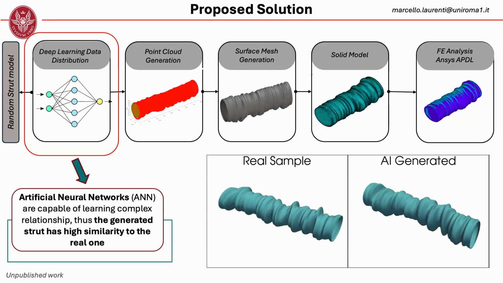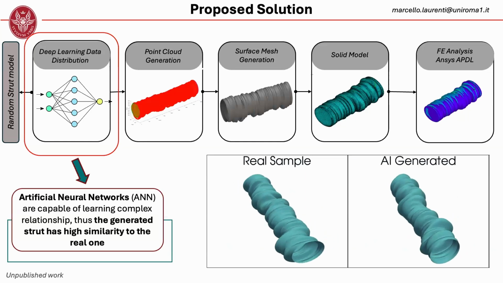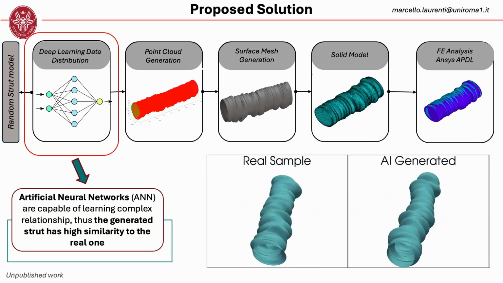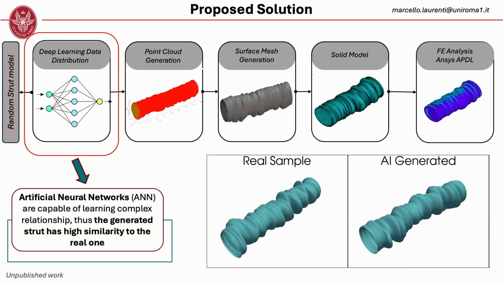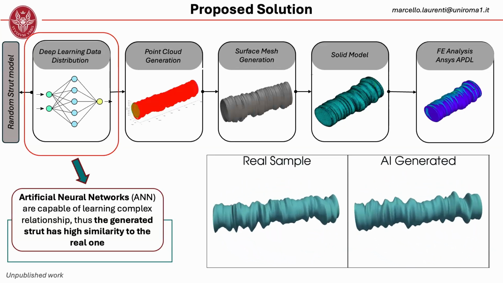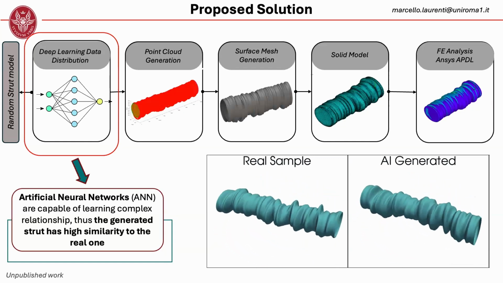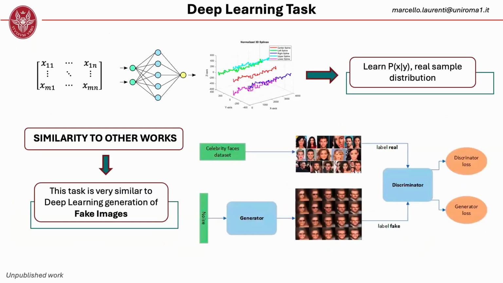So our proposed solution is to exchange the statistical database with a deep learning data distribution. We wanted to use the capabilities of artificial neural networks to learn complex relationships and generate a more accurate and faithful primary profile. And you can see already here they're really similar, and maybe you couldn't tell them apart if I had not labeled them.